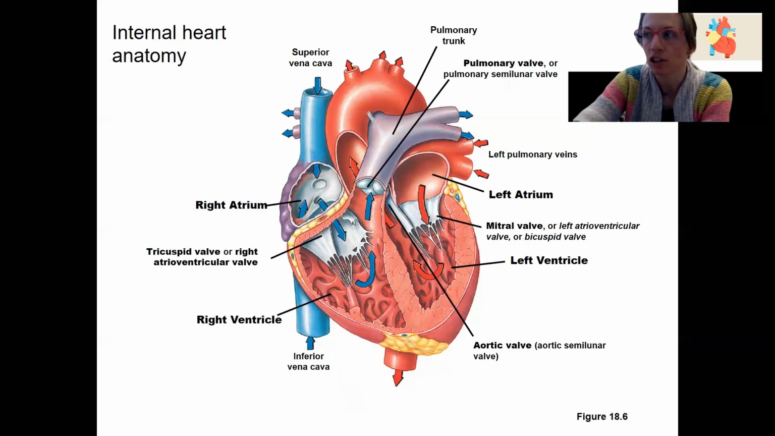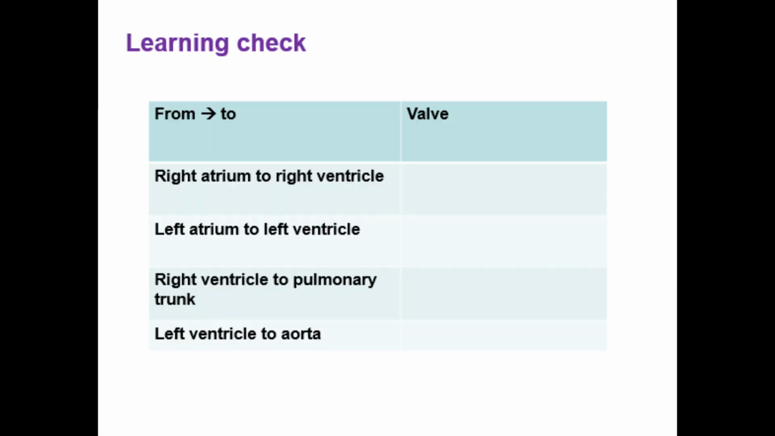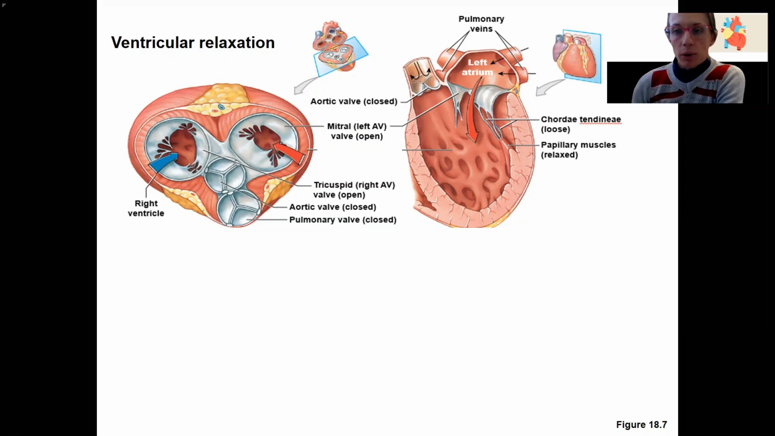First, let's do a learning check. You know the names of the 4 valves, and there's 2 groups. And let's look at what happens to them during relaxation and then contraction of the ventricles, which is when they're going to change in the 2 states.